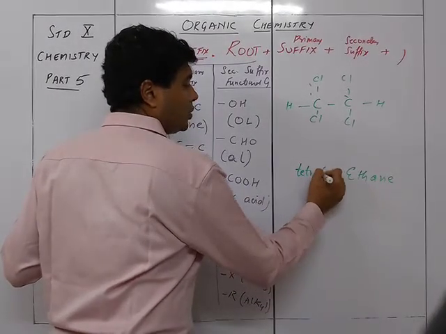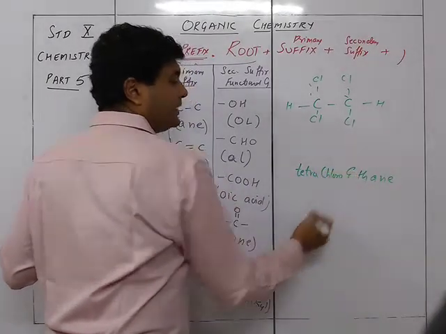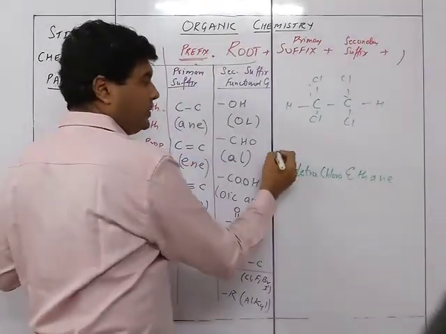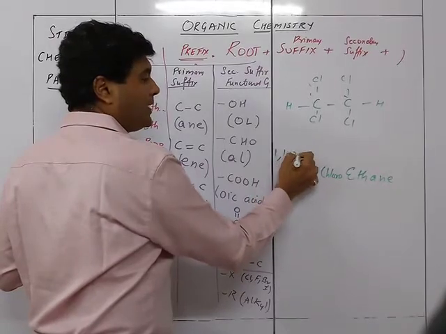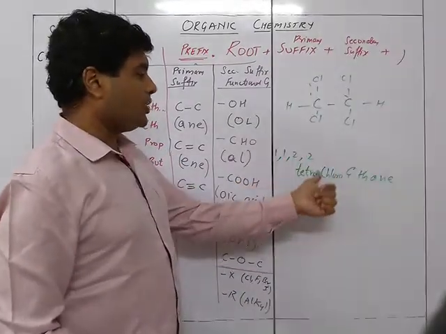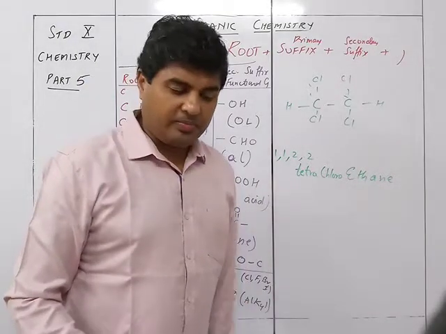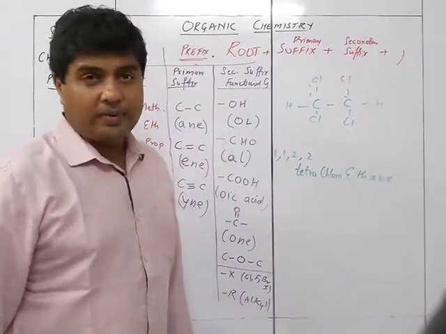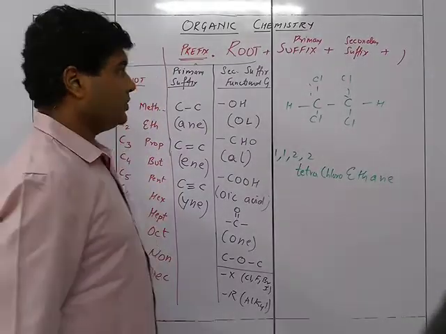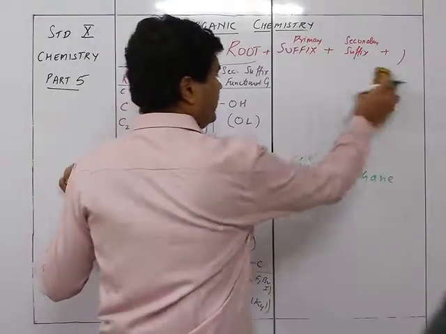Because there are 4 chlorines, I will have to name them as tetrachloro. But they are located at what places? 2 at 1 and 2 at 2. So it will be 1 comma 1 comma 2 comma 2 tetrachloroethane. That will be the name of this compound: 1,1,2,2-tetrachloroethane. Okay. We move on to the next one.